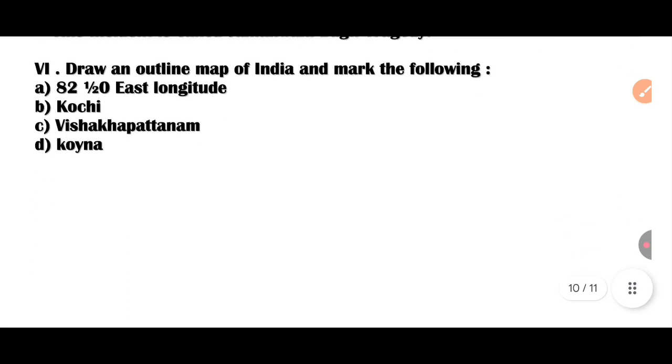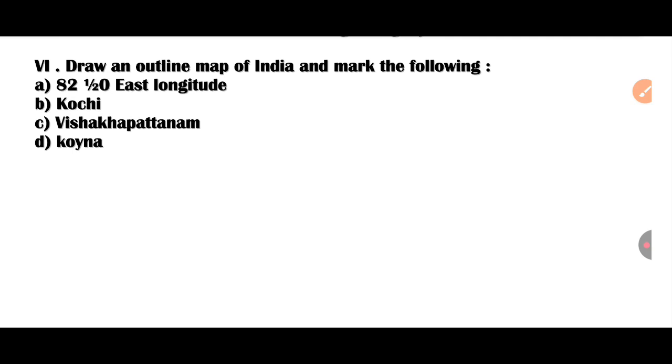Next question, last question. Draw an outline map of India and mark the following: 82.5-degree east longitude, Kochi, Vishakhapatnam, Koyna.